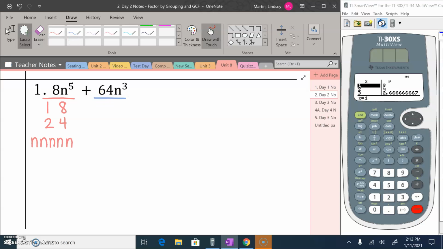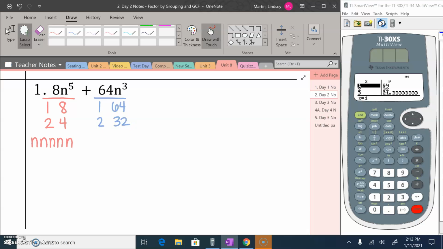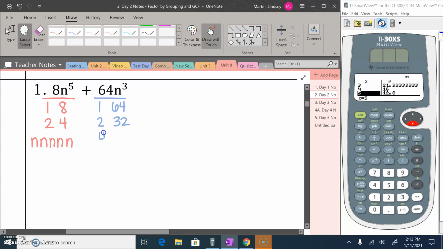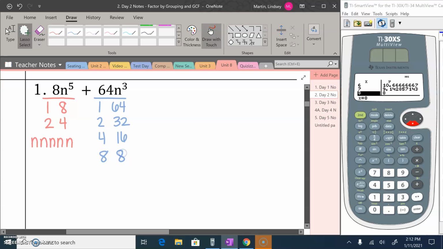For 64, I'll do the same thing. I'll go to table, take 64, divide it by x, and list out all of my factor pairs. I have 1 and 64, 2 and 32. 3 does not have a pair because it's a decimal and we will only use whole numbers. 4 and 16. 5 does not divide in evenly, neither does 6, 7, and then 8 divides with 8. And we have 3 n's.